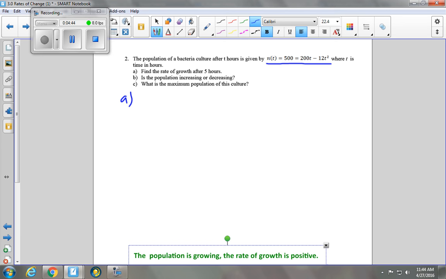So the rate of... no, we can't just throw 5 in. N is going to give you how many there actually are after that much time. We want the rate of growth. So when it says that, for A, what we want is dN/dt. We're going to find that pretty much all these rate questions are going to be over time, like how something is happening over time.